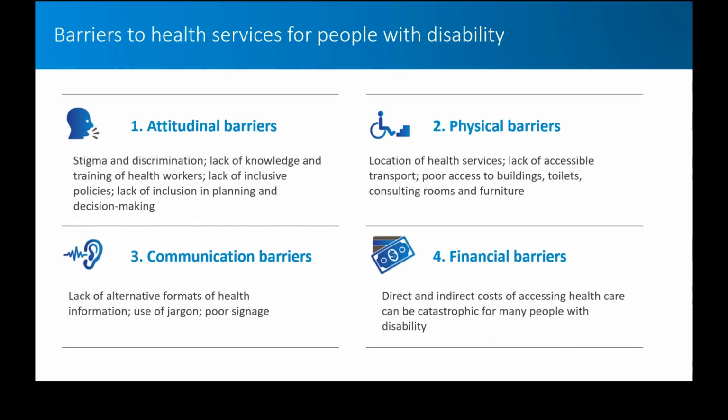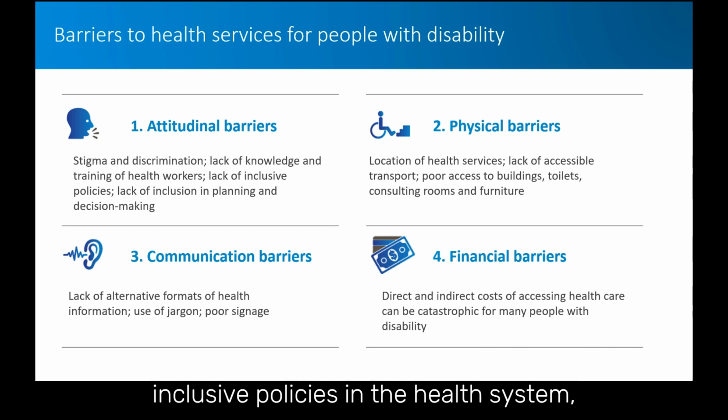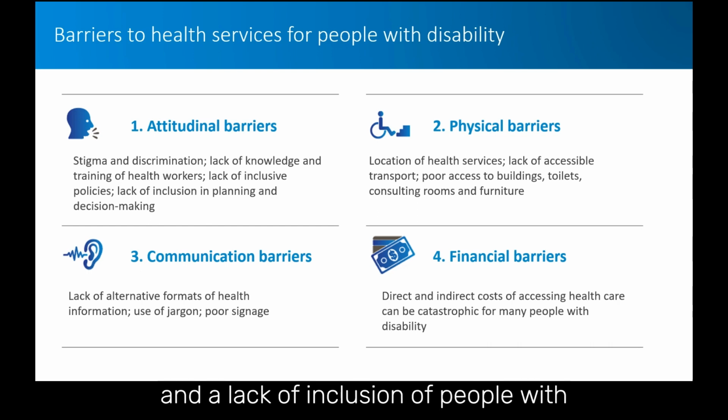First are attitudinal barriers. These include stigma and discrimination toward people with disability, a lack of knowledge or training of health workers, a lack of inclusive policies in the health system, and a lack of inclusion of people with disability in the health service planning.